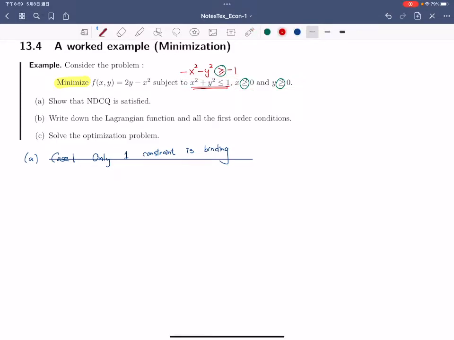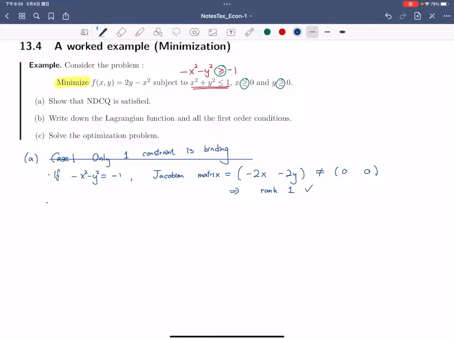So if minus x squared minus y squared equals minus 1, then the Jacobian matrix equals, in this case, minus 2x, minus 2y. But then you realize that this cannot be the zero matrix because of this constraint. Now this constraint is binding, so it's impossible for x and y to be both 0. So that means that it has rank 1.